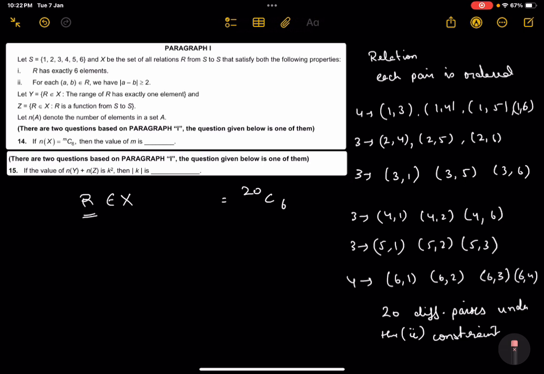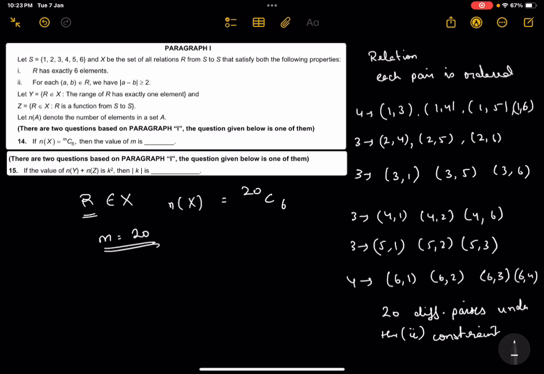The number of R simply becomes the size of X, or that is nx in this notation they used, which gives us m is equal to 20C6. Now the value of ny and nz is k square. We are given y, the range of R has exactly one element. And z is, R is a function from S to S. So R is a function.